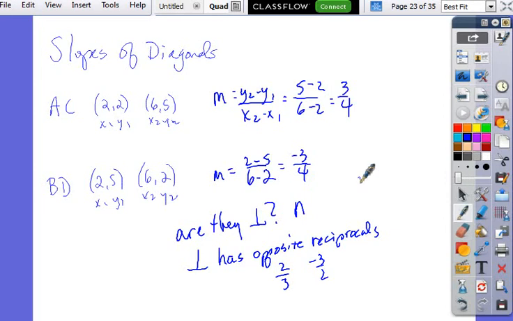All right, so what I'm checking is, did this happen right here? Something like 2 over 3 becoming negative 3 over 2. Well, I had 3 over 4 here, negative 3 over 4 here. So, no, they are not perpendicular.